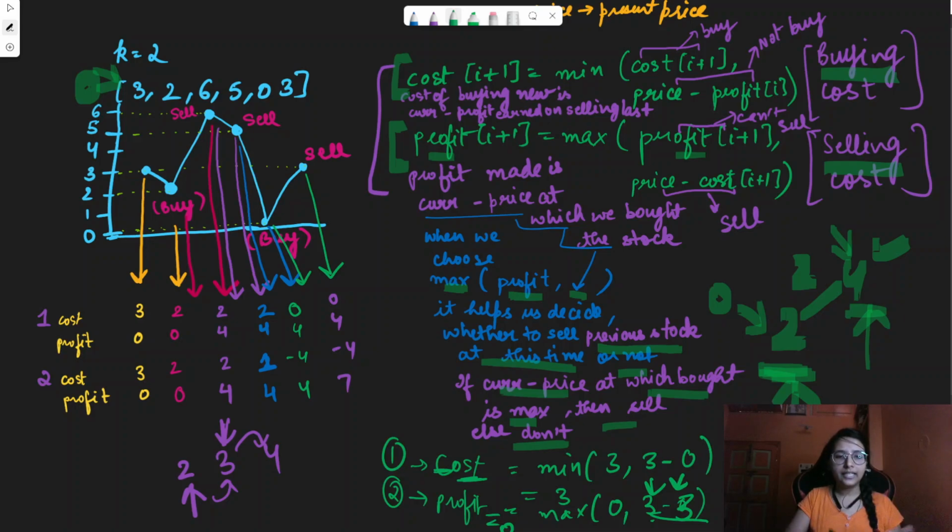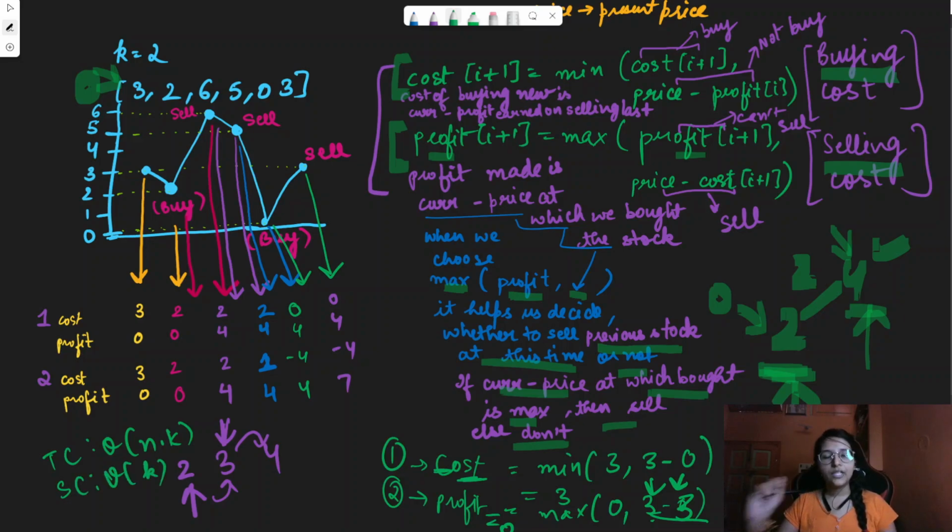So in all that context, the time complexity becomes order of n into k, and the space complexity becomes order of k, and that is because at a particular moment of time at max we will be storing k values only. So that's why the space complexity becomes order of k. So this was the explanation part for this particular question. Now comes the part of how we will be coding this question.